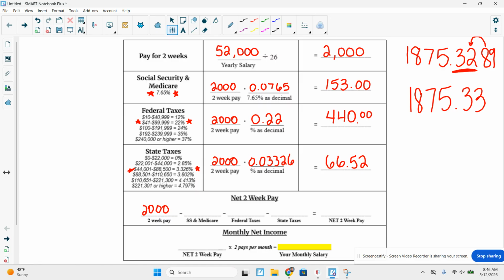This should be your smallest dollar amount. So between these three right here, this should be the smallest, your state taxes. Your highest should be your federal tax. Now, if you're still calculating things, if you're still confused, that's okay. Again, you have time to figure this out.